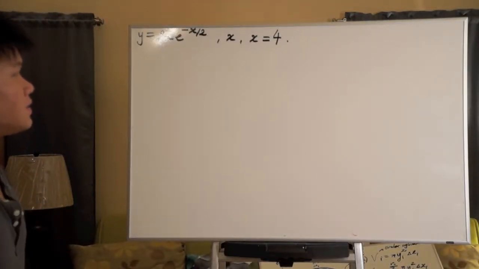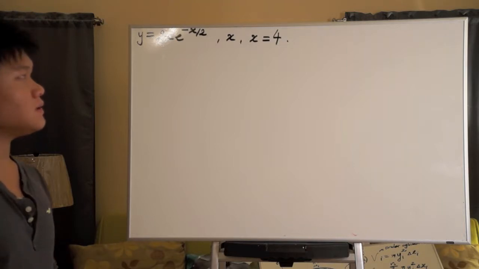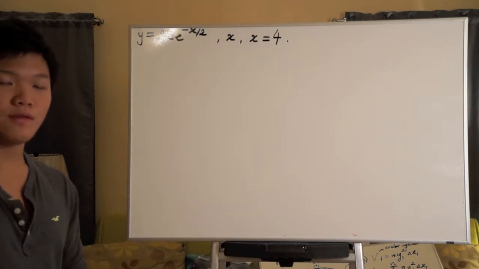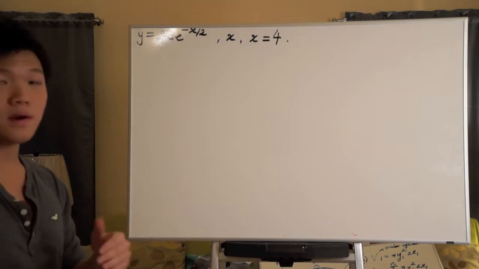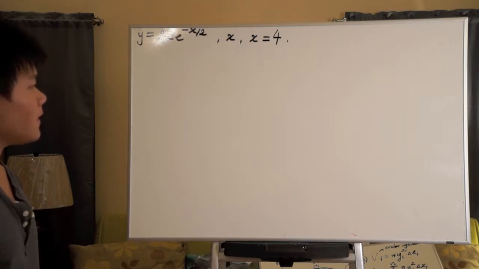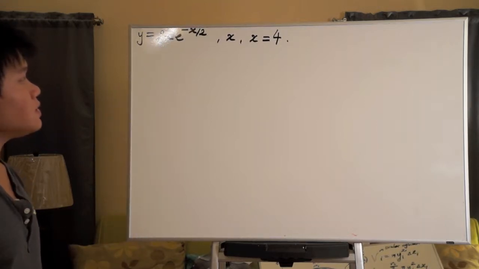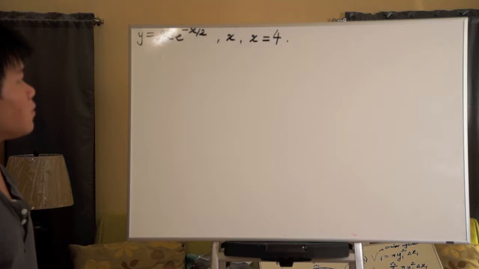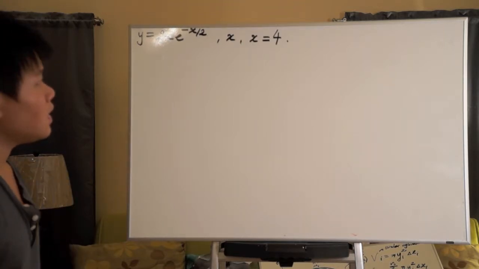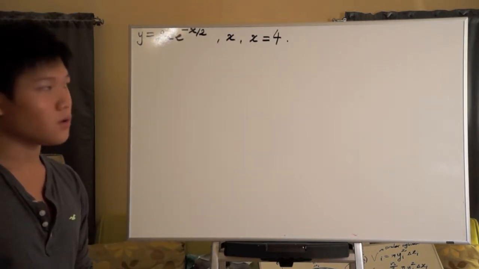So we're going to go ahead and do an example showing how we can apply the equation for finding the volume of a certain graph rotating around a certain coordinate axis. Okay, so now the question asks: find the volume of the solid generated by the region bounded by the curve y equal to 2x times e to the minus x over 2, the line, the x-axis, and the line x equal to 4.